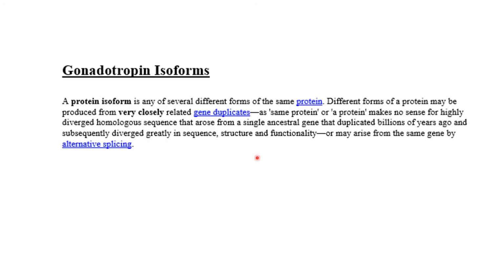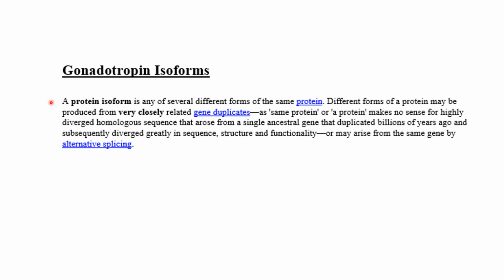The last topic I want to talk about in chapter 3 is isoforms. So let's first define what an isoform is. So there are gonadotropin isoforms. A protein isoform is any of several different forms of the same protein. So an isoform is a protein that's similar to another protein, but has somewhat of a different amino acid sequence, but it's similar enough that they look very much alike and sometimes will act alike. So let's continue.